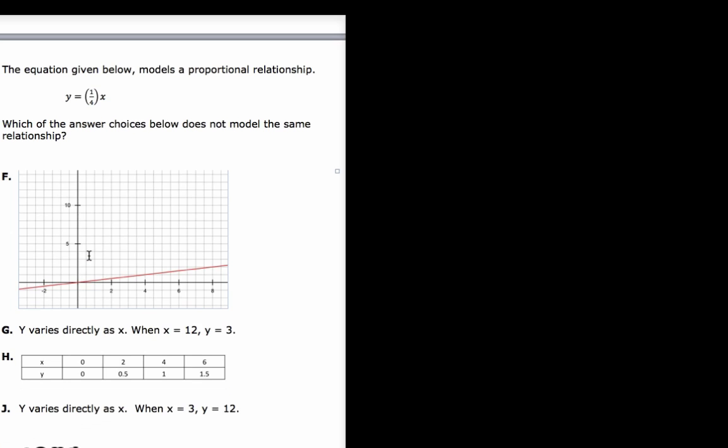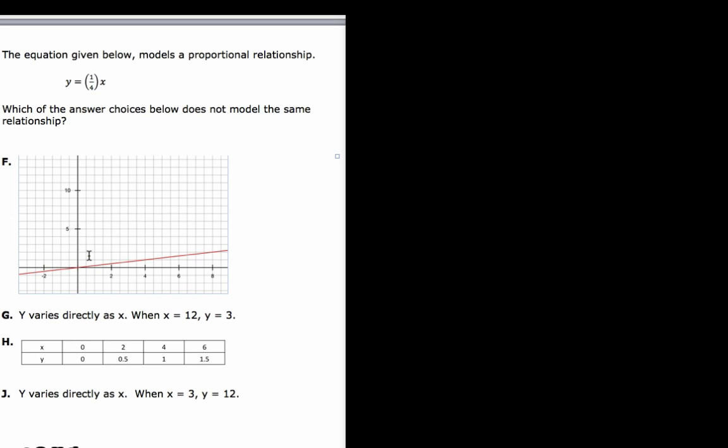Number 6, the equation given below models a proportional relationship. It's in the form y equals kx, so y is equal to 1/4 x. Which of the answer choices below does not model the same relationship? So F, you notice it goes through the origin. G, y varies directly as x, so when x is 12, y is 3.